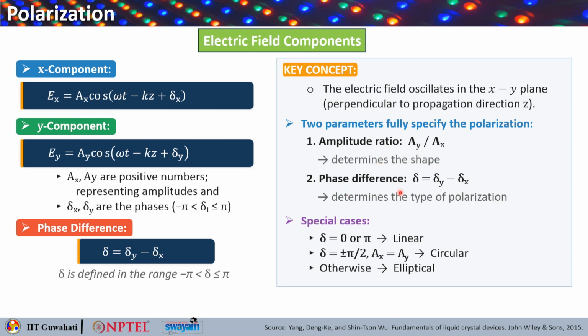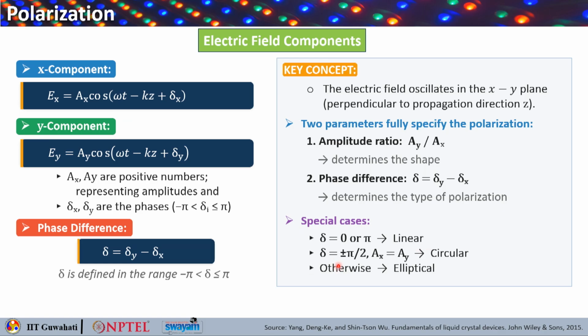And then you can also calculate the phase difference delta, which is delta y minus delta x. So, that basically determines the type of polarization. So, what are the special cases that people use in day to day life? When delta equals 0 or pi, it is basically linear polarization.